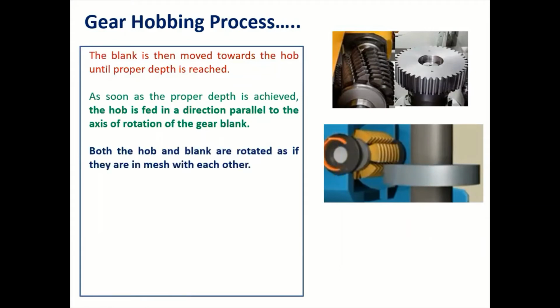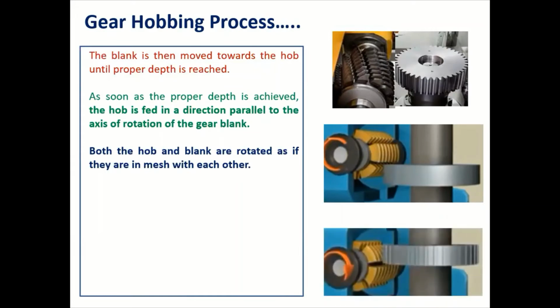Both the hob and the blank are rotated as if they are in mesh with each other. So naturally, there is rotary motion given to the hob as well as to the blank, and then the cutting action will take place. You can see the teeth start on the gear blank there.